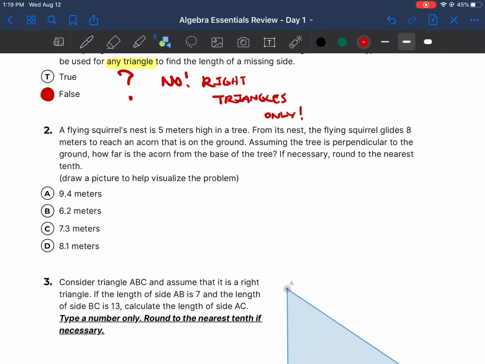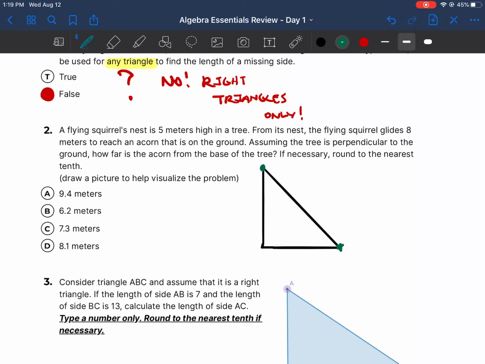So let's do that. Let's go ahead and draw a picture, because anytime we're dealing with a problem that can be visualized with a picture, it's probably a good idea. So we don't need to make it super complicated. We have our tree, and we have our acorn. So this little green dot here will be the acorn. And we have our squirrel up here at the top.